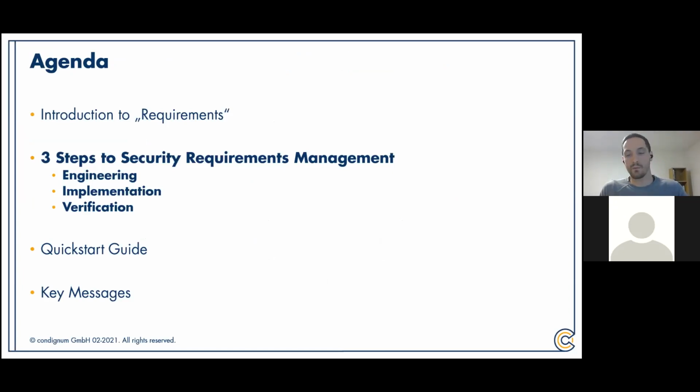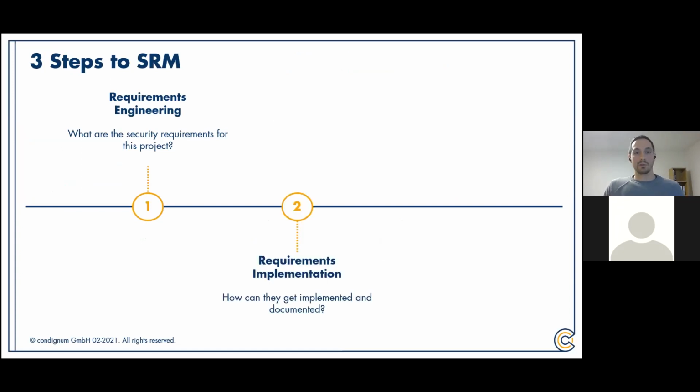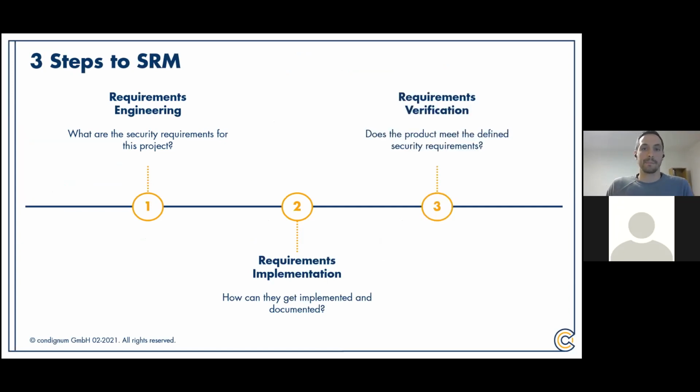So if we want to do security requirements management, what does that mean? There are actually 3 different steps, which are, in my opinion, the most important ones here. At first, we have the requirements engineering. So we just need to know what are our security requirements and how can we define them. Then we need to implement them and document them. And afterwards, we have to verify if we did a good job and implemented them correctly.